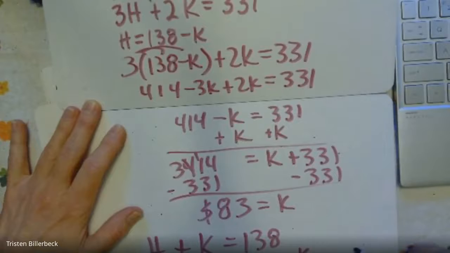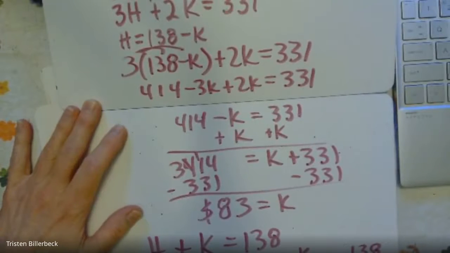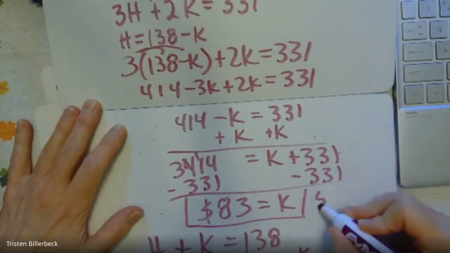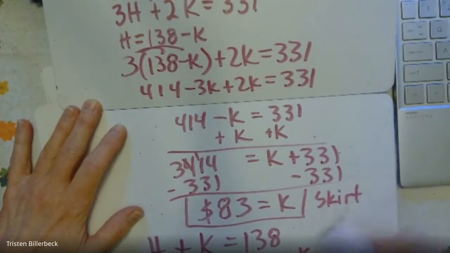And so if we want to do it the easy way, this is the easy way to do it. And we have $55 when we subtract. Okay, so we have the skirt is $83. And this is our shirt, $55.